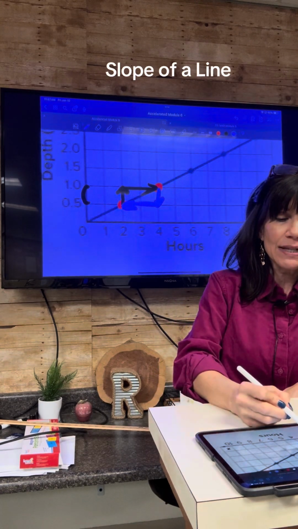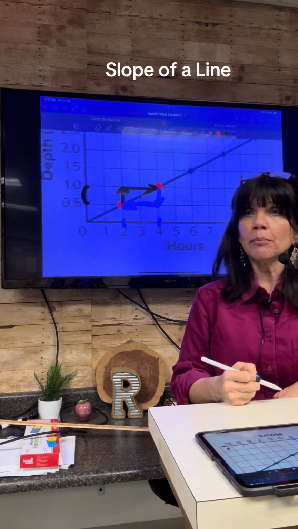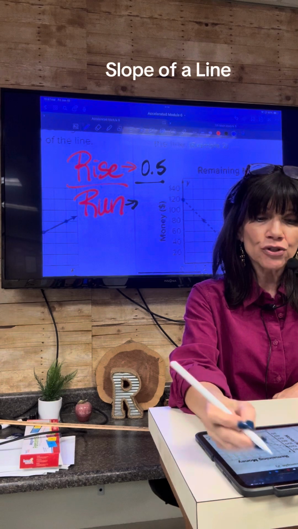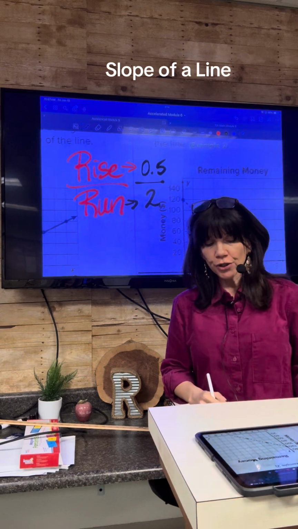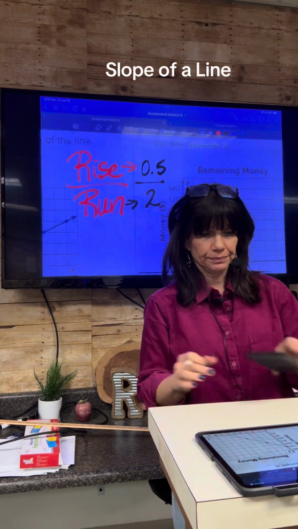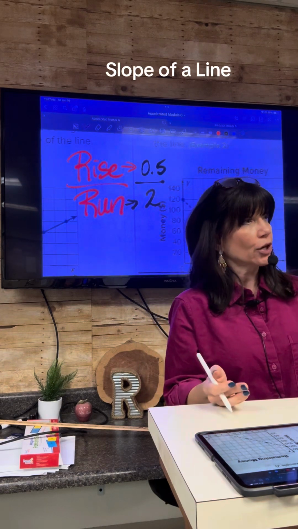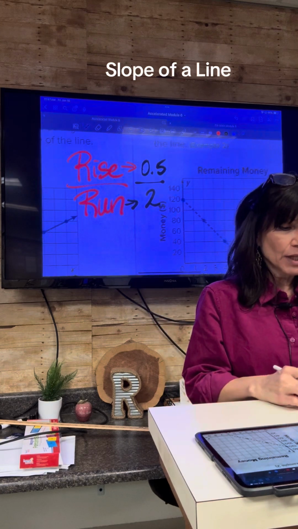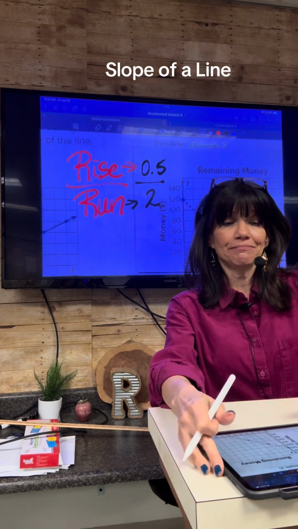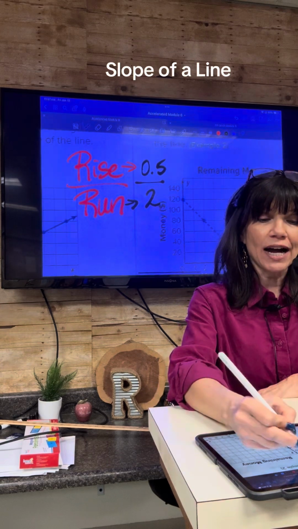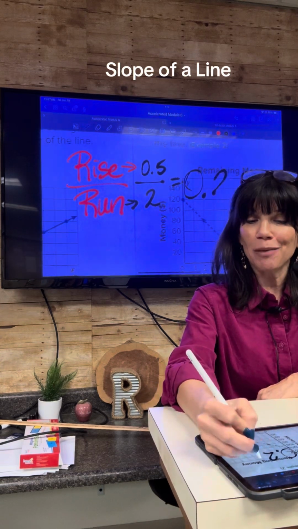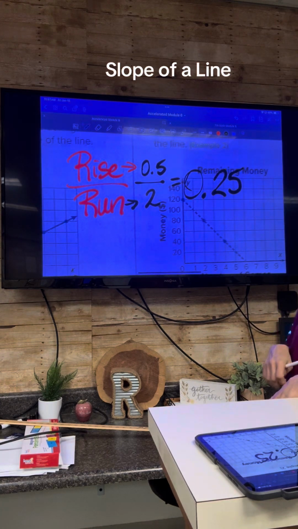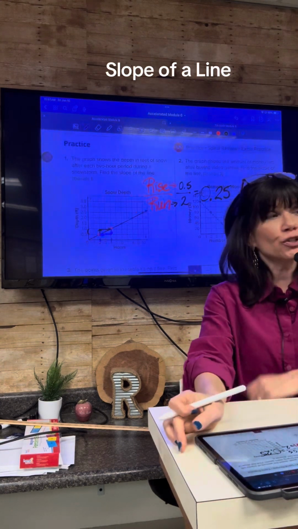Now I have to head right to get to my other plotted point. And how many spaces is it from 2 to 4? 2. So what is your run? 2. And then on your calculator, what would you do? Divide. What would go in the online calculator first? 0.5 divided by what? 2, and you would get what? Who knows it? 0.25. 0.25 is correct. And don't write yours on top of this other item. But you are correct. It would be 0.5 over 2, and it would equal 0.25.